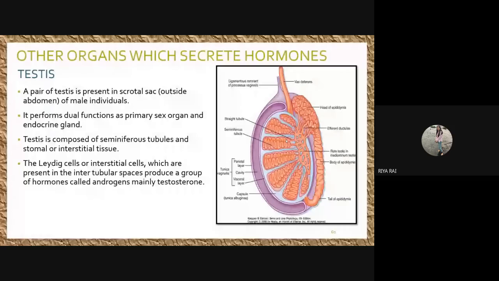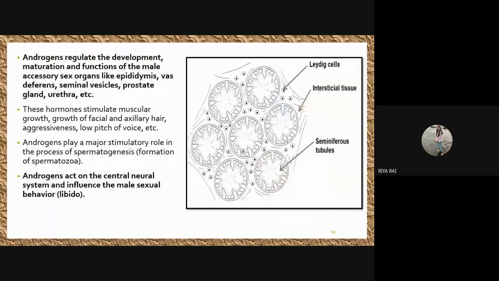The Leydig cells, or interstitial tissues, which are present in the intertubular spaces, produce androgen hormone. Testosterone is a type of androgen, and in the secretion of testosterone, luteinizing hormone plays an important role.